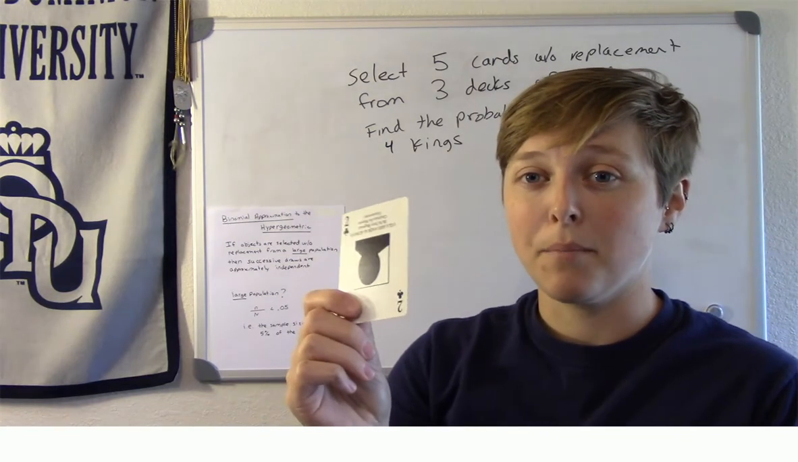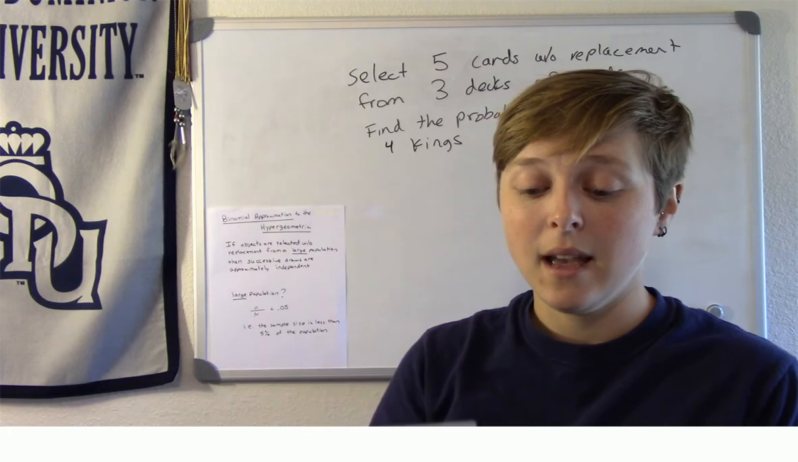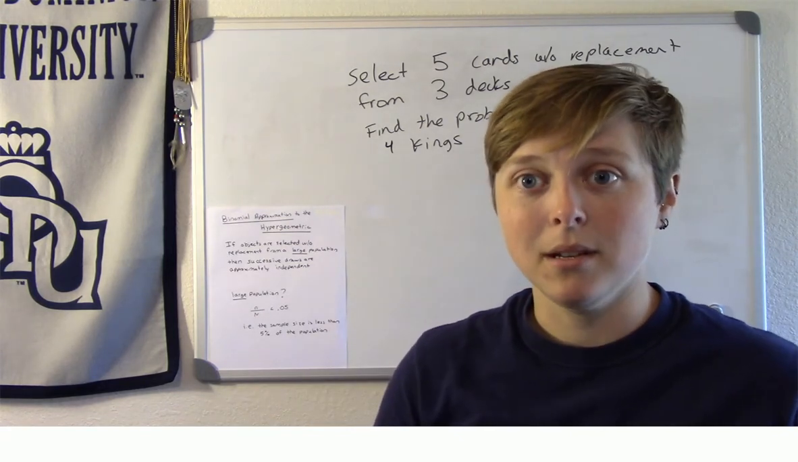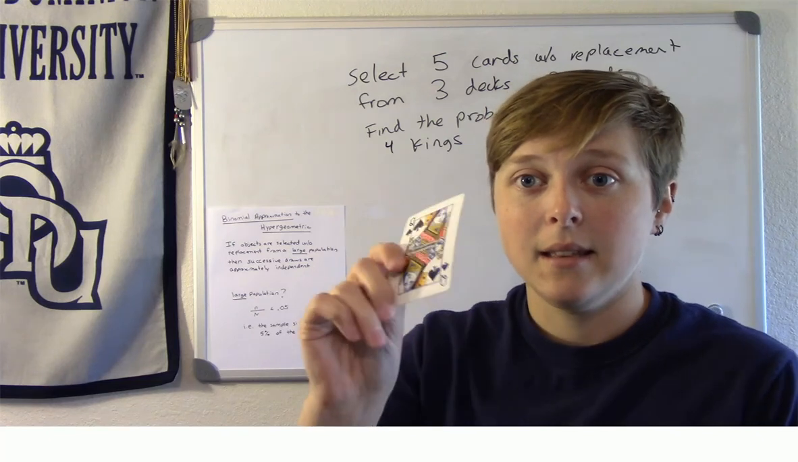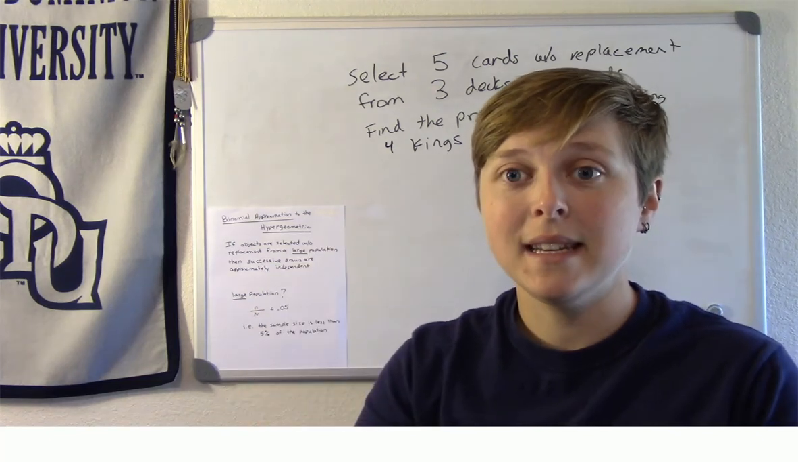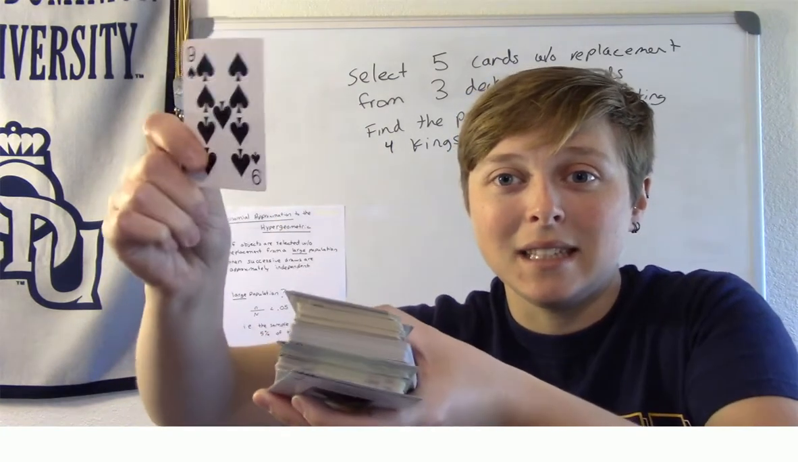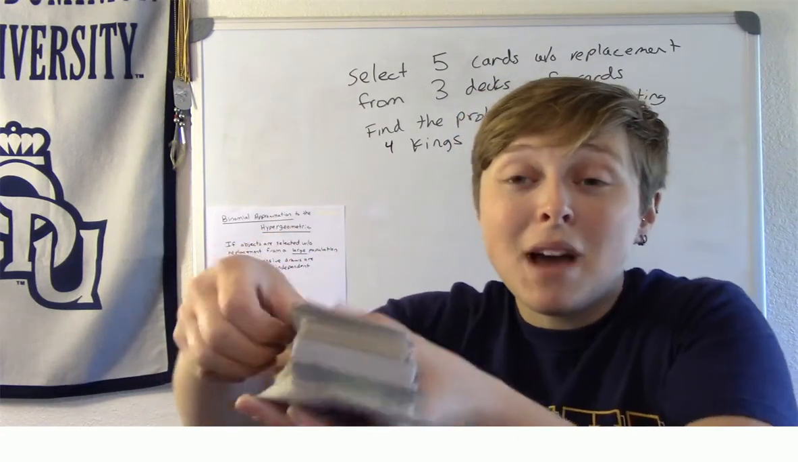Because if I pick up a card, I see if it's a king or not, and I put it back, that would be with replacement. And since each trial would then be independent, the probability of getting a king each time is the same because I'm putting it back. That would be a binomial distribution. But I'm not putting it back. I'm going to select 5 cards randomly from my deck, and I'm not going to put them back each time.